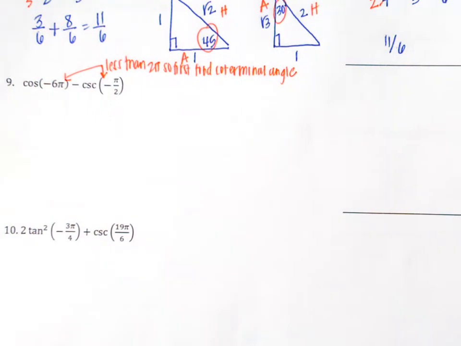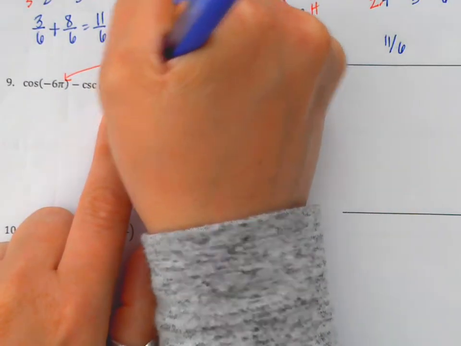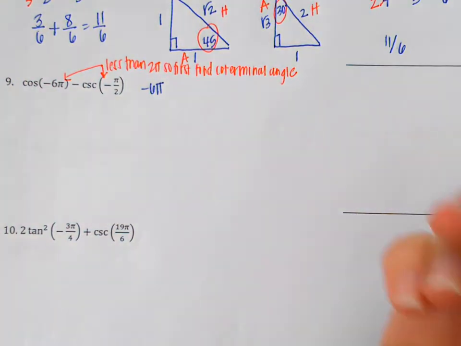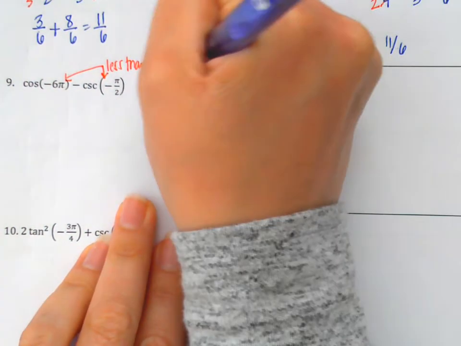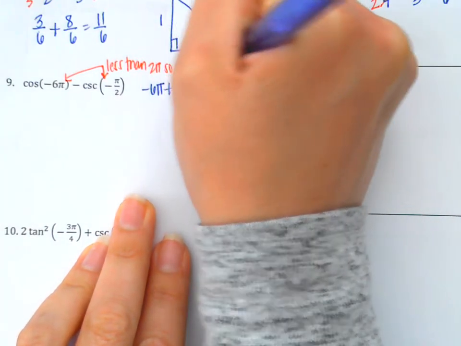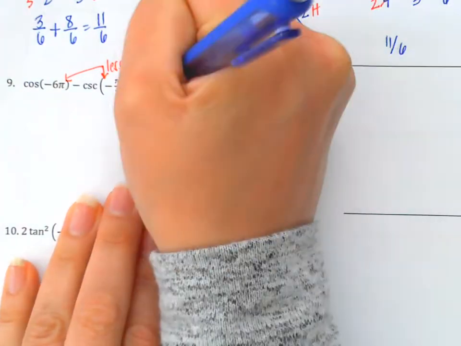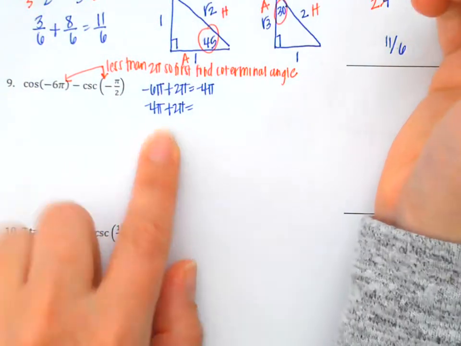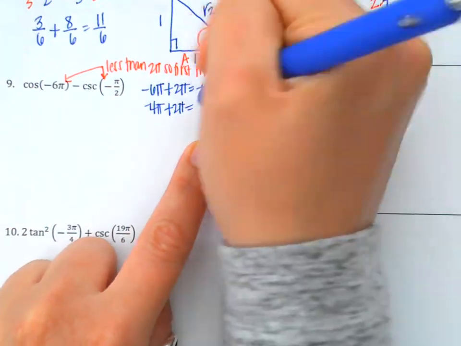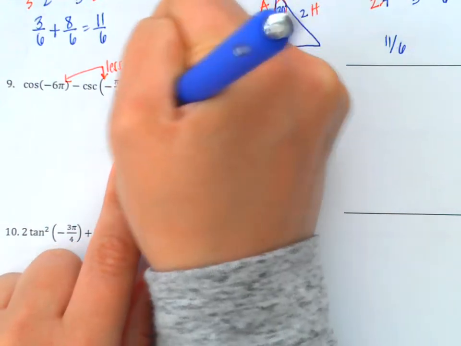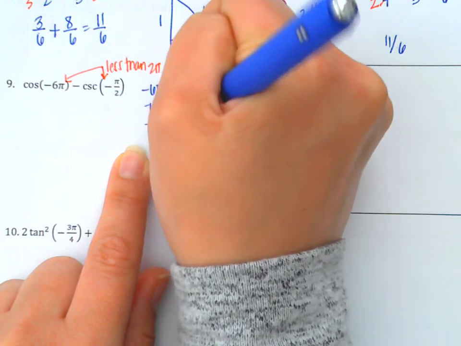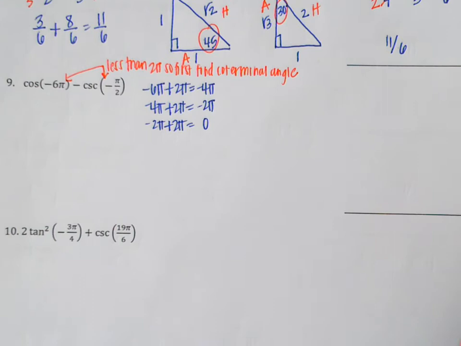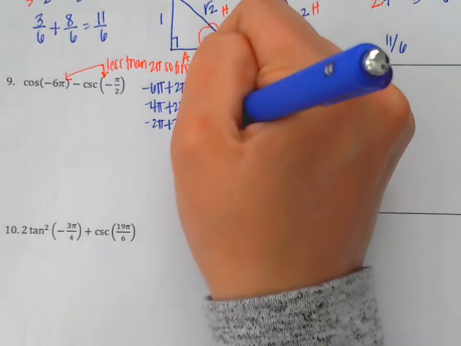Okay, so negative 6 pi. I'm going to essentially just add 2 pi until I get something. So that's negative 4 pi. I'm going to add it again because that's still not within the coterminal, or not within 0 to 2 pi. Negative 2 pi. I'd add again, and I finally get 0. Or you could add again and get 2 pi. 2 pi and 0 are at the same spot.